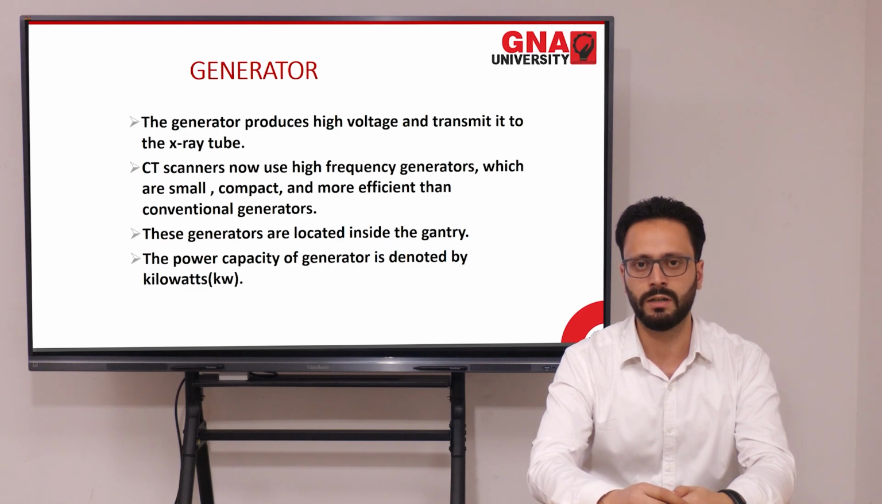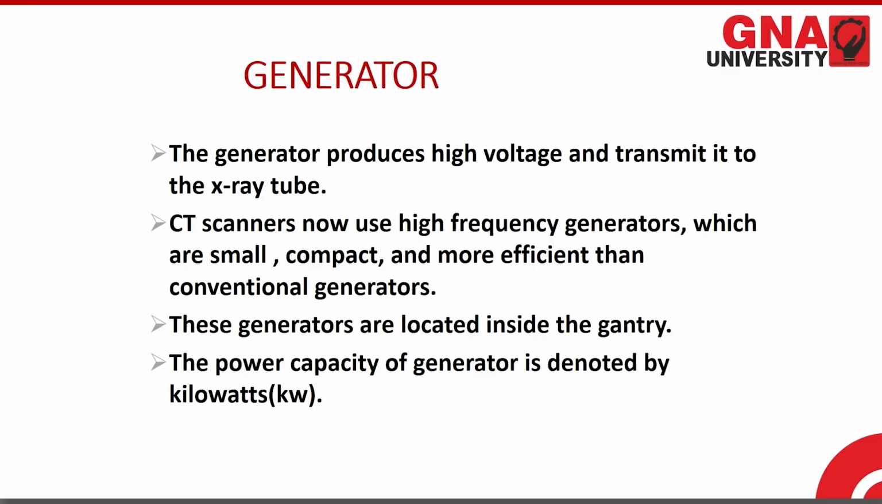Now, the most important part of the CT gantry is the generator. The generator, or high voltage transformer, is a device which is responsible for producing a high kV that ranges between 120 to 220 kVp. The generator produces high voltage and transmits it to the X-ray tube. CT scanners now use high frequency generators, which are small, compact, and more efficient than the conventional generators. This is required as we need smaller and smaller components so that all of these electronic devices can be fitted in one single gantry.